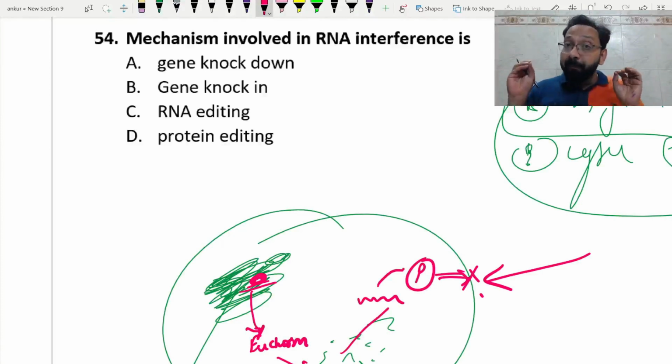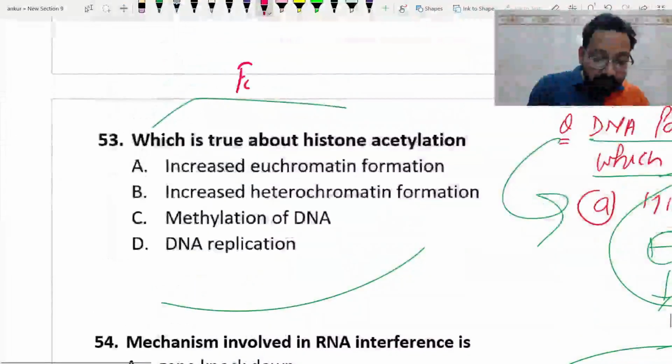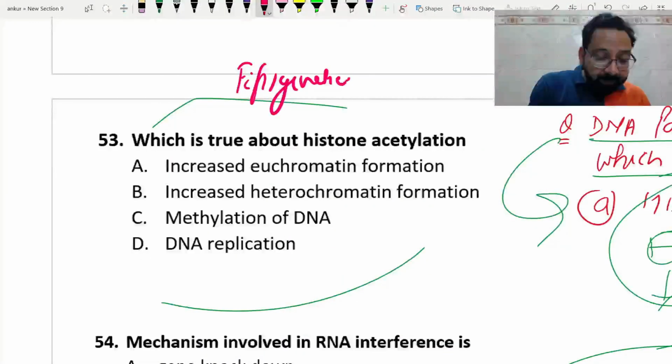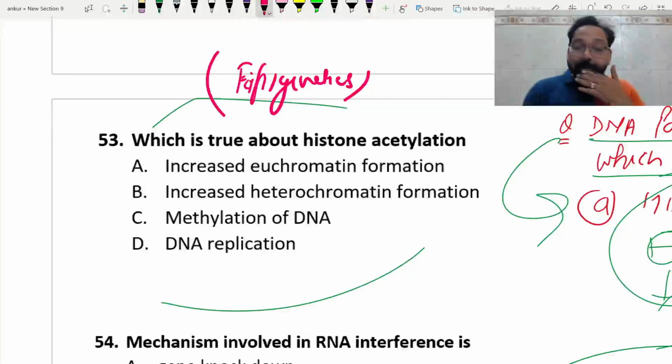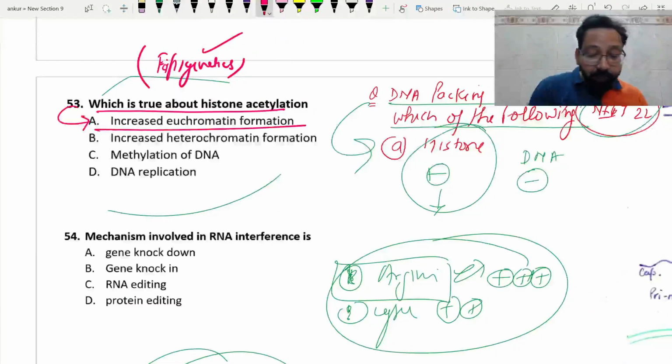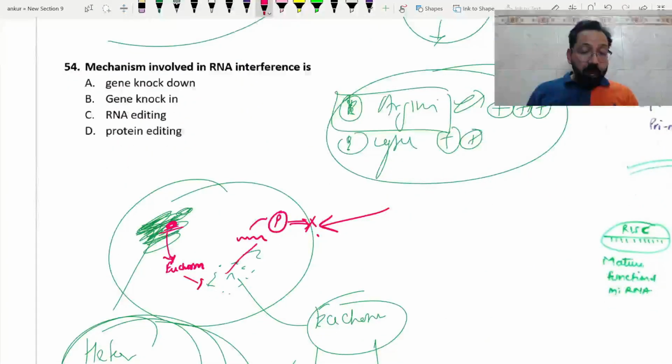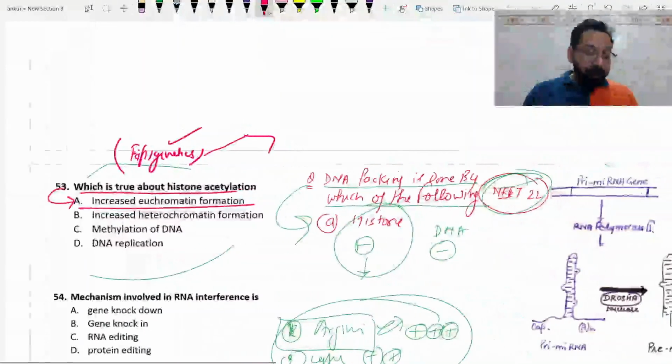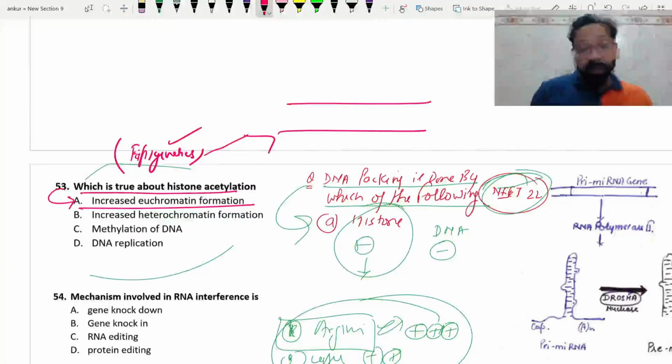This is the method of gene regulation without touching the nucleotide sequence. You are doing all these things above the genetics. This is called epigenetics. One method is true about histone acetylation: it increases euchromatin formation. Clear? Another part of epigenetics is modification of DNA. Epigenetics means modification of DNA or histone, but there is no change in nucleotide sequence. The nucleotide sequence is not changed.